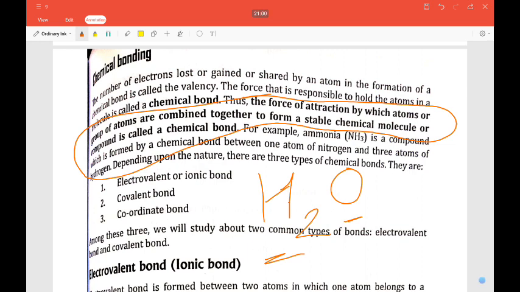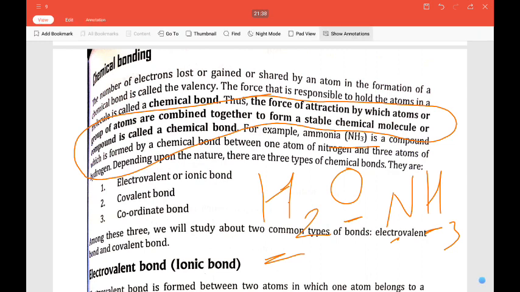There is a force of attraction between the oxygen atom and the hydrogen atoms. So a kind of chemical bond is formed among them. Here is one more example, NH3. Do you know what this is? This is the molecule of ammonia gas. Here three hydrogen atoms are linked with one nitrogen atom.